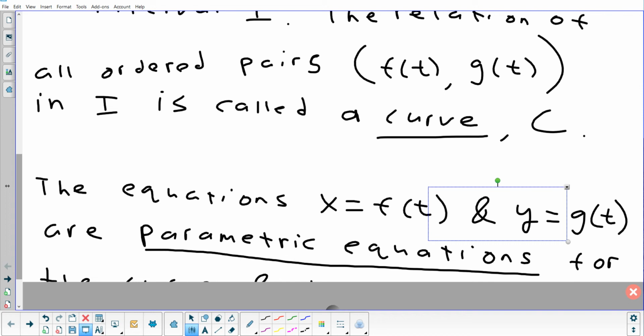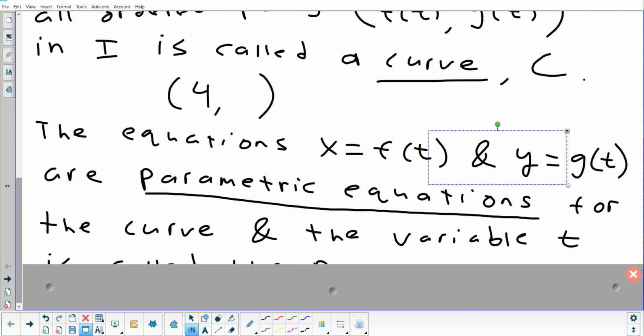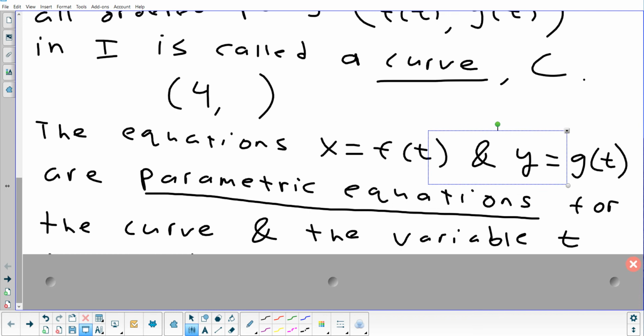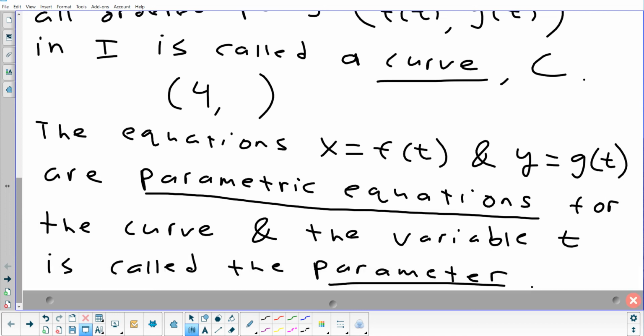Can't do it with only one formula. If you leave one of those blank, then that's trying to graph a coordinate like this. Well, you have to have a number there. You can't be missing a formula. You have to use both. And the variable that you use, or the letter that you use in the parametric equation, is called a parameter.